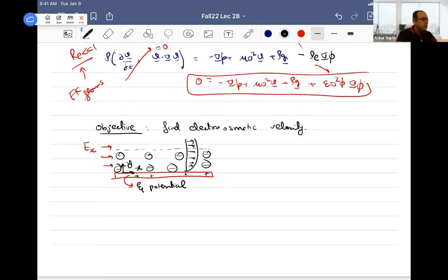The velocity far away from the surface, y going to infinity, is what we want to calculate. It's called the electroosmotic velocity. The x direction velocity far away from the surface is essentially called the electroosmotic velocity. That's what we want to find. The objective is to find this number.